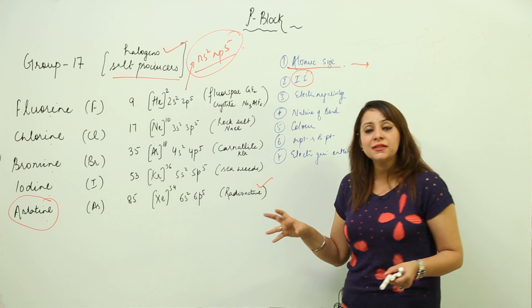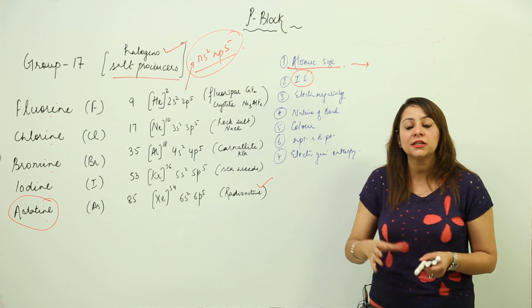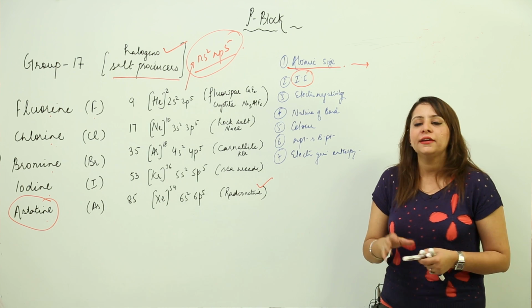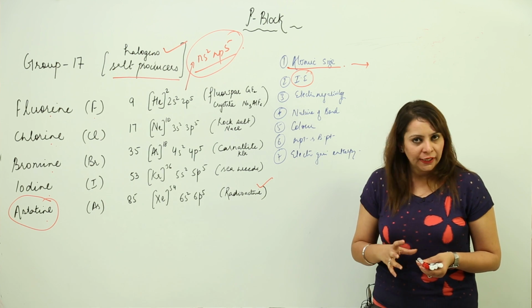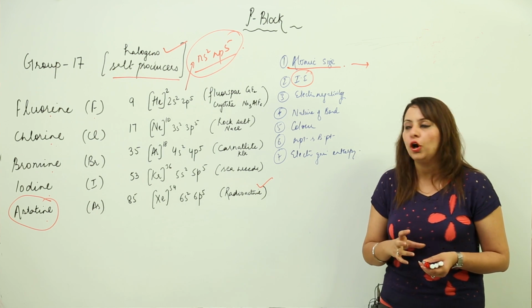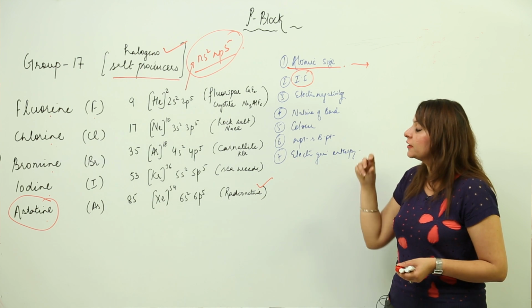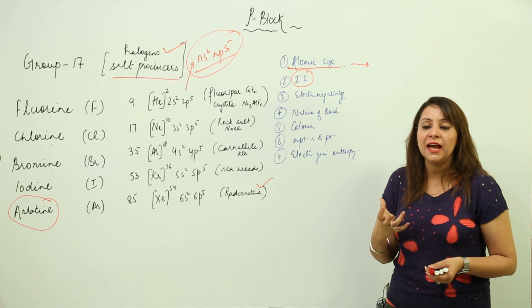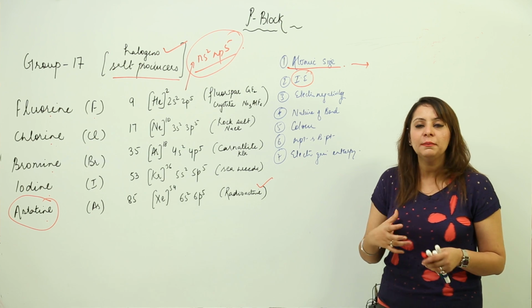You know that it is the 17th group, that means it is the last but one group and it is the smallest group of all if we compare with the other groups. So the elements here are most electronegative, they are smallest of all, and they possess high ionization energy, and so they are quite reactive also because they have high electron gain enthalpy. Therefore they exist in nature in a combined form.